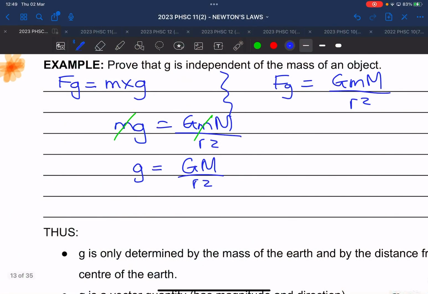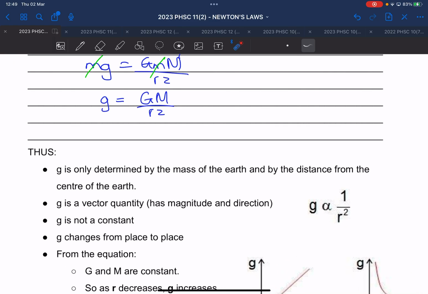That G is only dependent on the mass of the Earth, or the Moon, or the planet, or whatever you're on, and the radius. Okay, so I just summarized it at the bottom for you. G is only determined by the mass of the Earth and the distance from the center of the Earth, so the radius. It is a vector, meaning it has magnitude, size, and direction. Then G is not a constant.